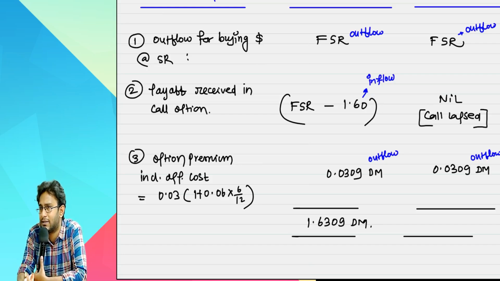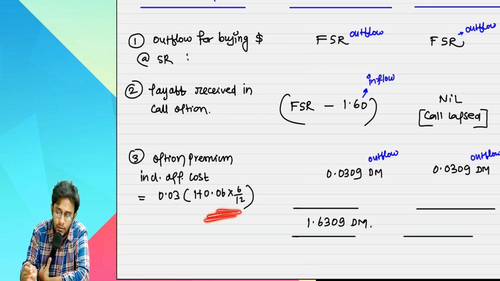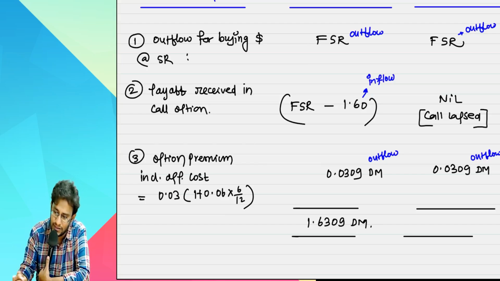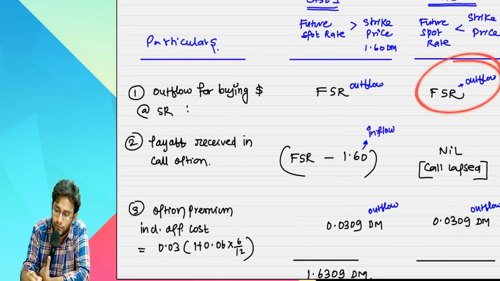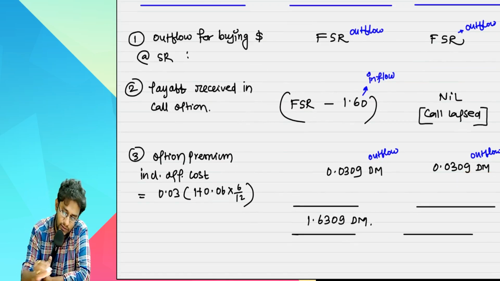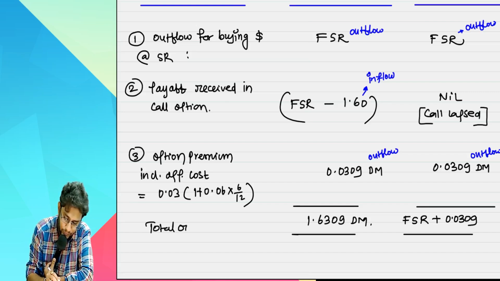Don't you know this already? When call option gets exercised under hedging, your outflow will be equal to what? Strike price. Premium anyway you paid. Strike price plus premium. Of course, extra what we did here is the time value of money of premium considered. That's all. Come to this side. This side answer will be, sir, when option is lapsed under hedging, outflow will be equal to spot rate. That also we know already. Of course, premium anyway we paid. So your answer will be here future spot rate plus 0.0309. This is your total outflow in options hedging.